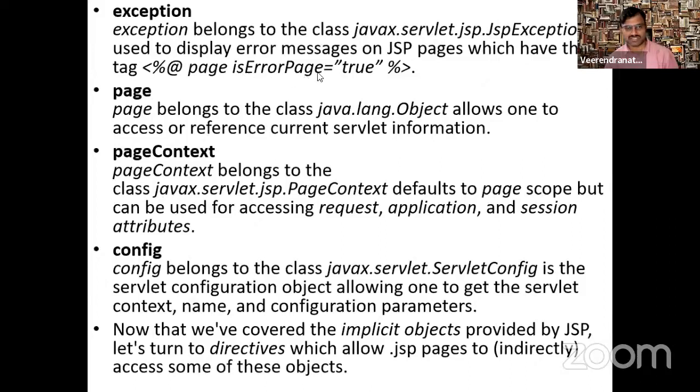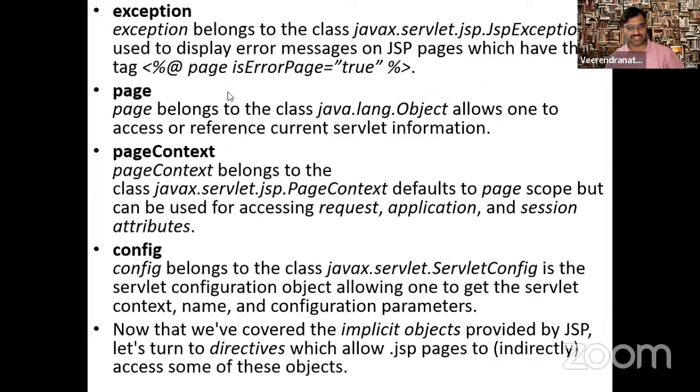So what will this isErrorPage be helpful for? isErrorPage will be helpful for us to convey that an error page is available. So when there is any kind of error in your application, you have to land it on that page. So this is the option that will be helping us to do that.